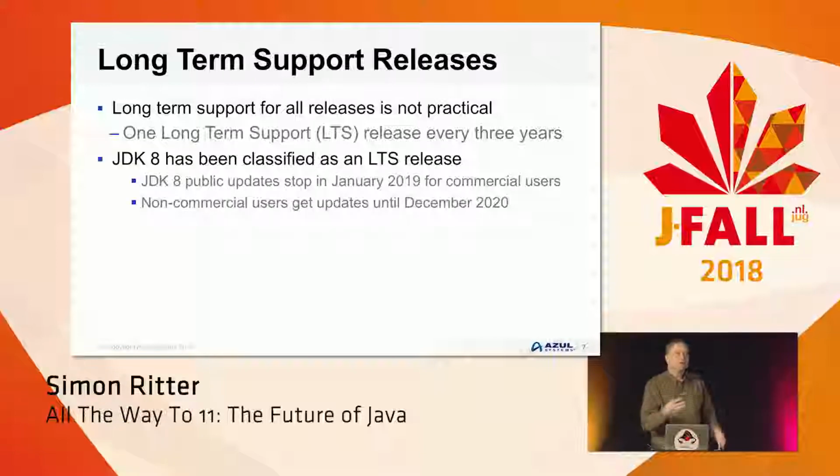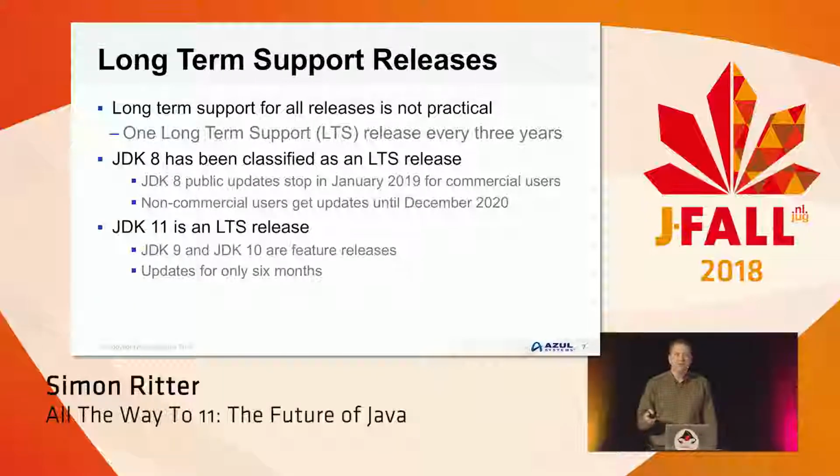To get things started, JDK 8 was classified as a long-term support release, and Oracle decided that they would extend the support of JDK 8 until January of next year. And in fact, that's only for commercial users. So commercial users, anybody deploying JDK 8 in a data center or in a commercial organization on desktops, will only get updates until January of next year. If you're sitting at home and you're playing Minecraft, then you'll still get updates until the end of 2020. So that's JDK 8.